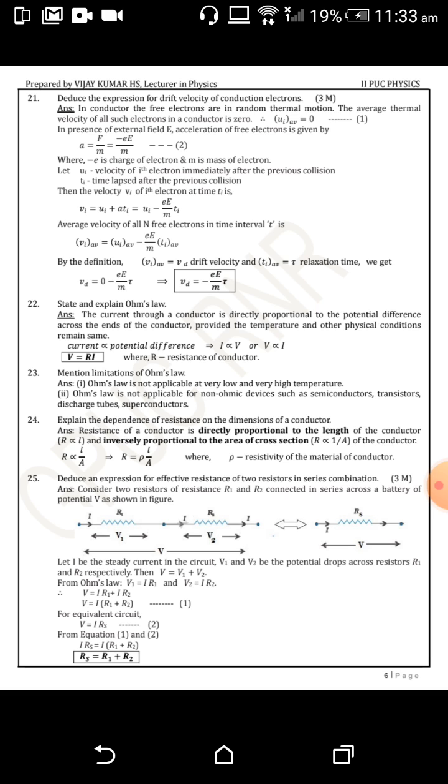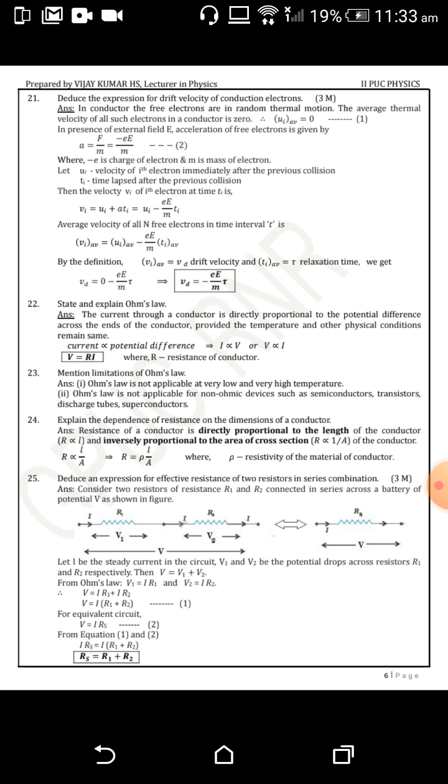So mathematically, I is proportional to V, or we can write V is proportional to I. Since it is a proportionality term, in order to write it with an equal sign, we need to add a constant there, that is nothing but R. So V is equal to IR. R is called the resistance of the conductor.